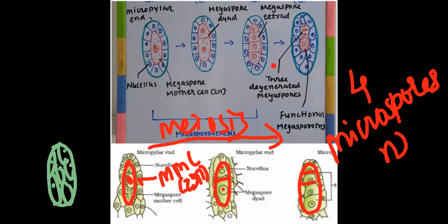The way the sporogenous tissue cells called pollen mother cell or microspore mother cell going through meiosis will produce 4 microspores, here the megaspore mother cell through meiosis will produce 4 megaspores, and that too haploid. That one was microsporogenesis. This is called megasporogenesis. Is this clear up to this point now?